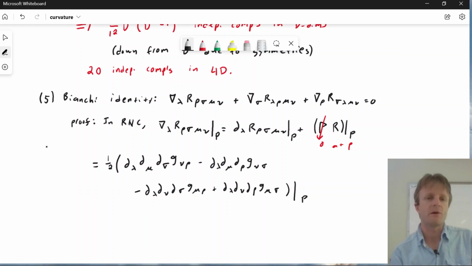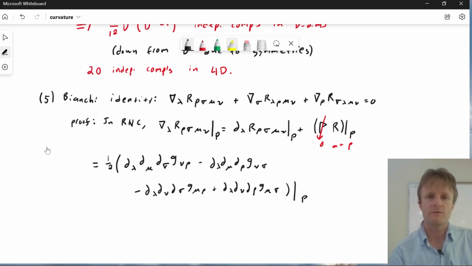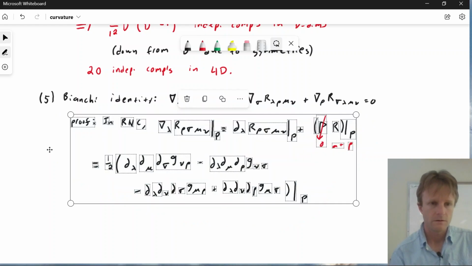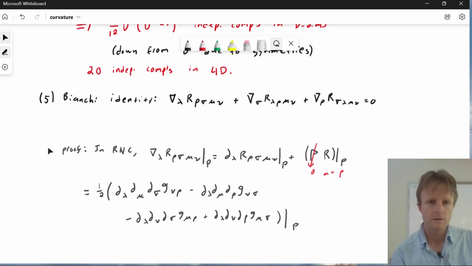And so you just promote that to covariant derivatives and say, okay, that's a good tensor equation, so the covariant derivative form must hold. Does that make sense, or should I write it out? Any requests to write all that out? Maybe just a couple words.